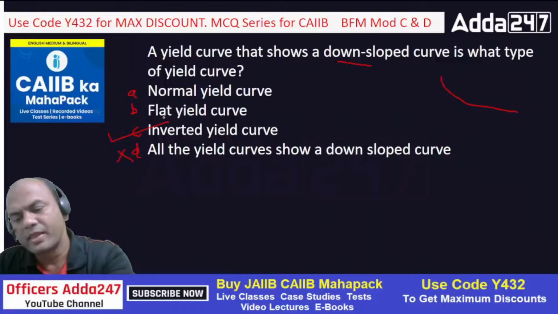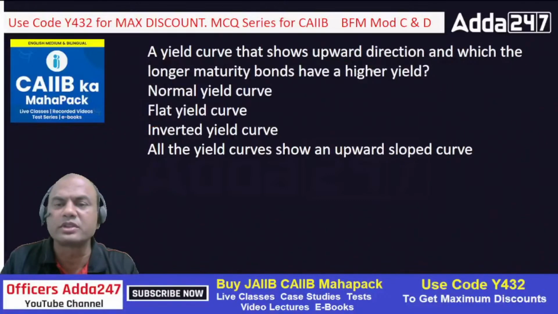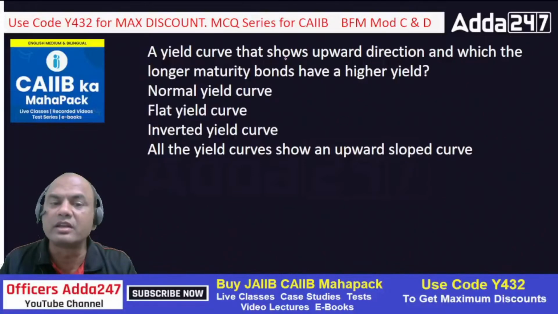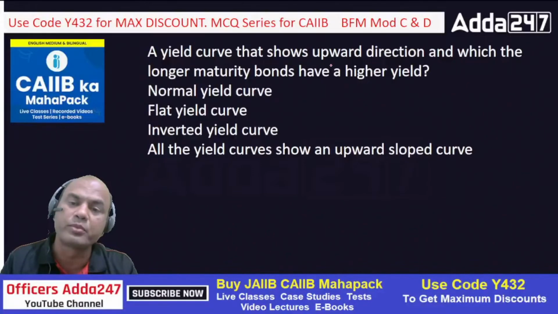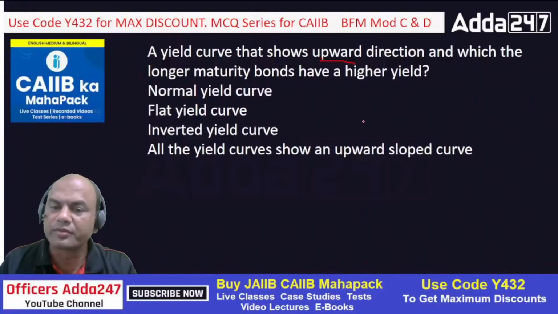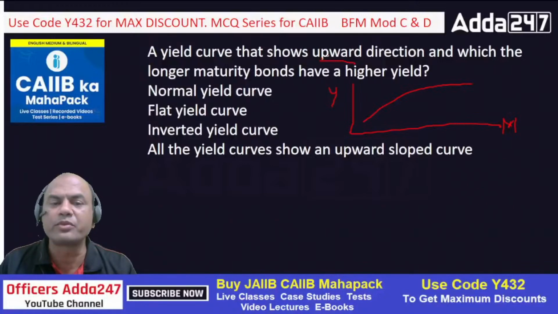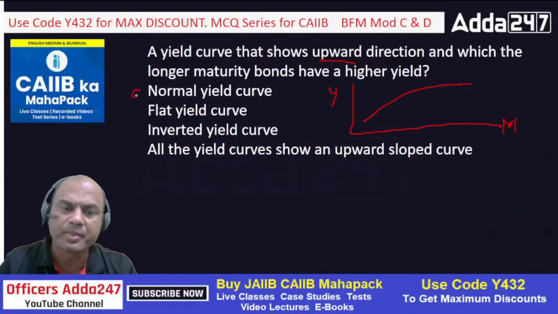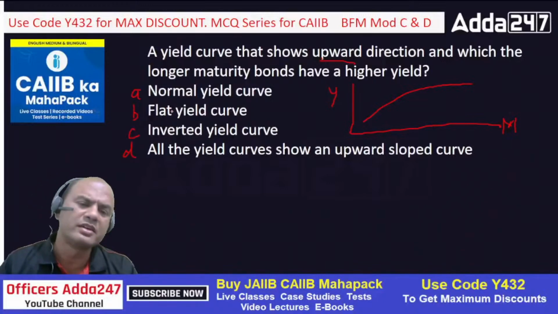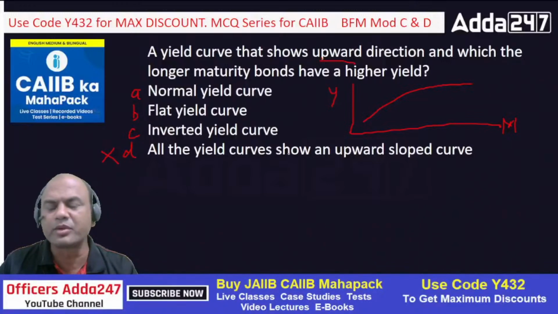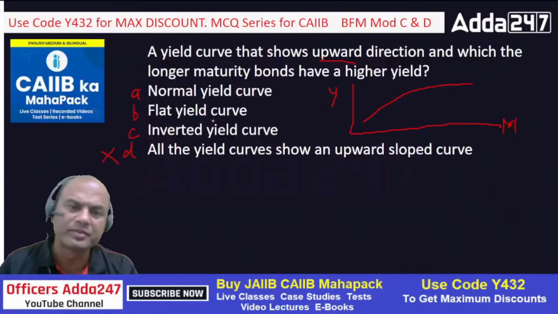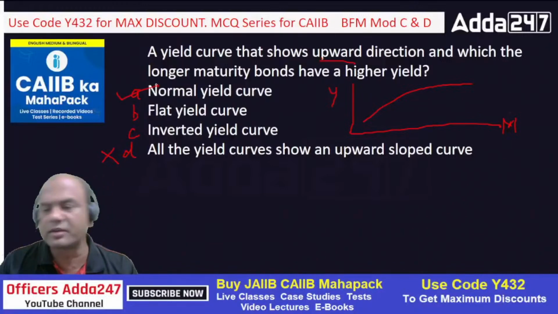C. Next one. A yield curve that shows upward direction, in which the longer maturity bonds have higher yields. Upward direction means this one, just now we saw it, right? Yield to maturity. So this is which type of yield curve? Normal, flat, inverted and all yield curves. So what is the answer? D is out. All yield curves show upward slope movements? Just now we saw the inverted one. So the answer is normal yield curve. Got it? Normal yield curve will always show an upward movement.